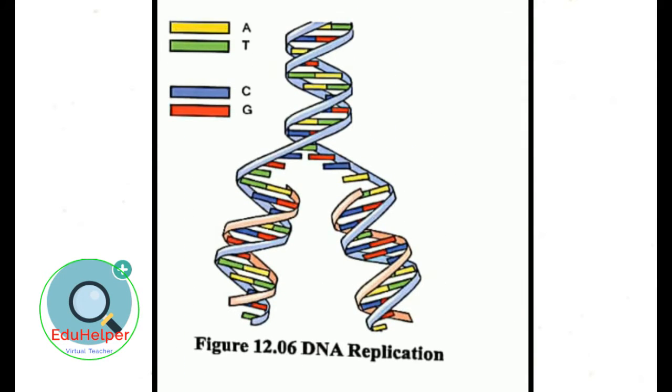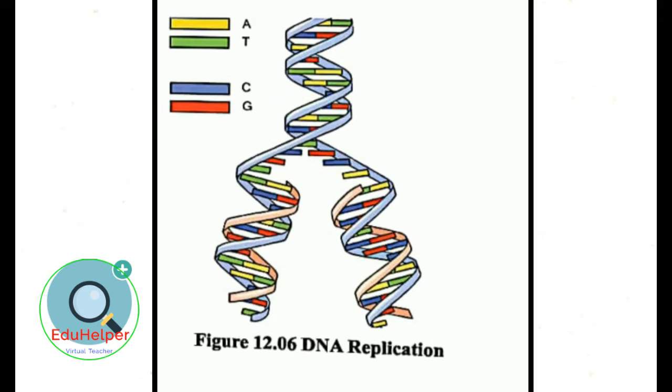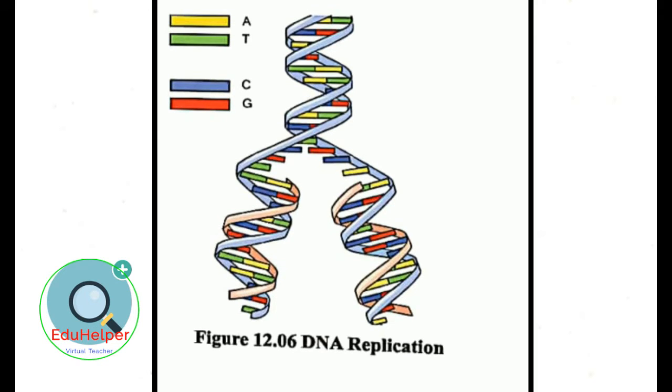So this is a process. Here you can see, semi-conservative replication of DNA is the process which produces two copies of DNA that each contain one of the original strands and one entirely new strand. This process is completed by three consecutive stages. First of all, separation of DNA strands.